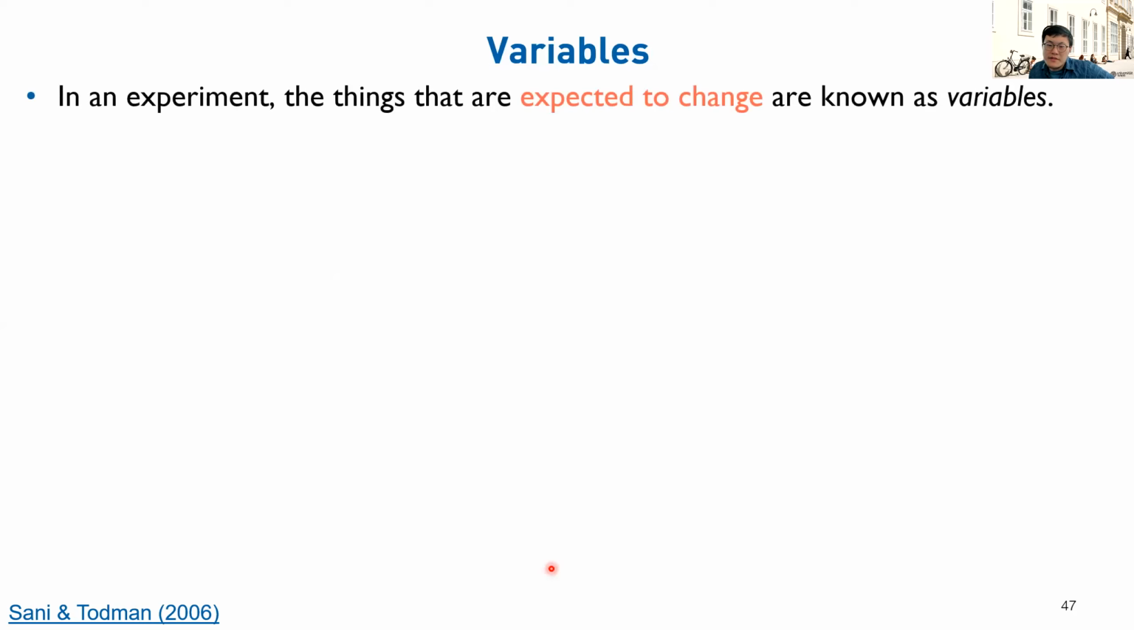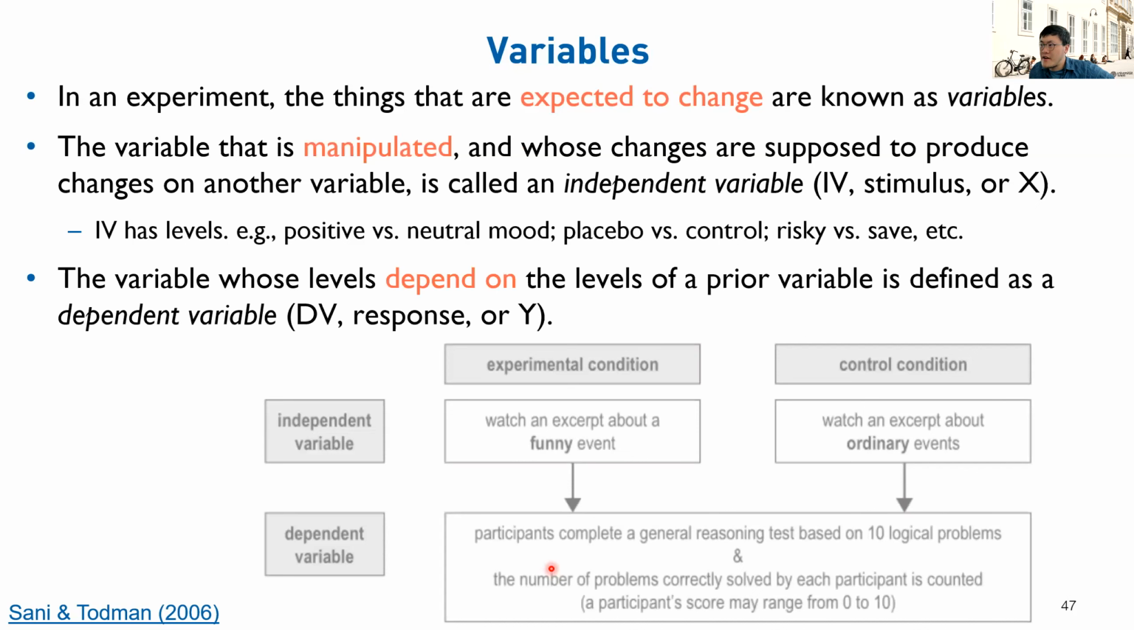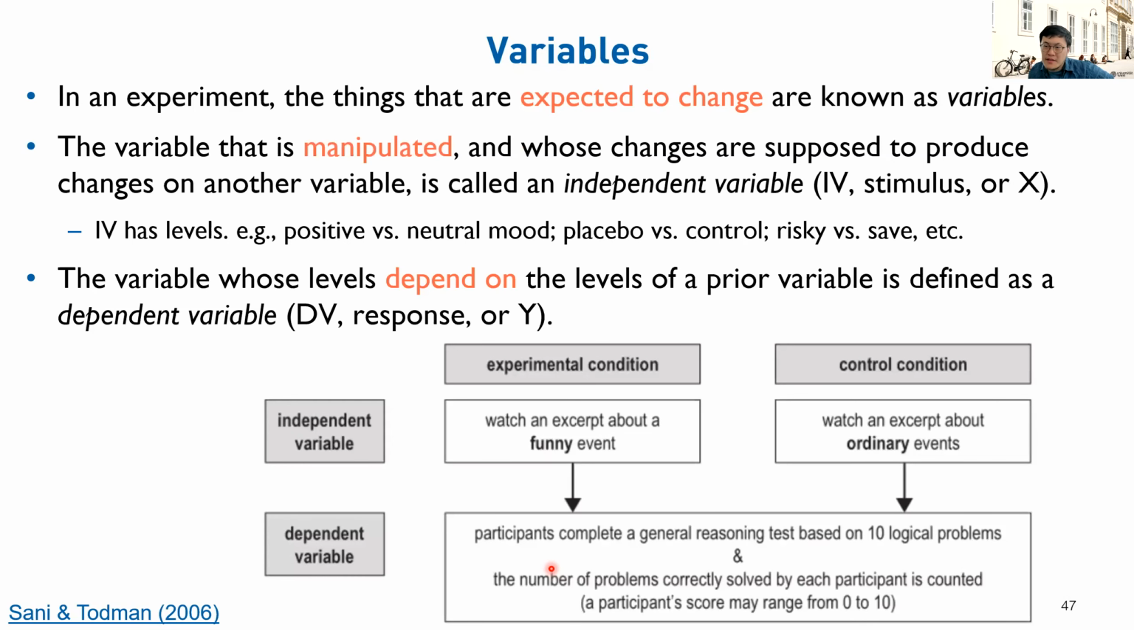So what we want to know is what are the independent variables and what are the dependent variables. Independent variable just means what we manipulate, and the dependent variable is what we want to measure. In this case, the independent variable is the group, the treatment assignment, positive mood versus neutral mood. And the dependent variable is a questionnaire or a test that they will have a score on.